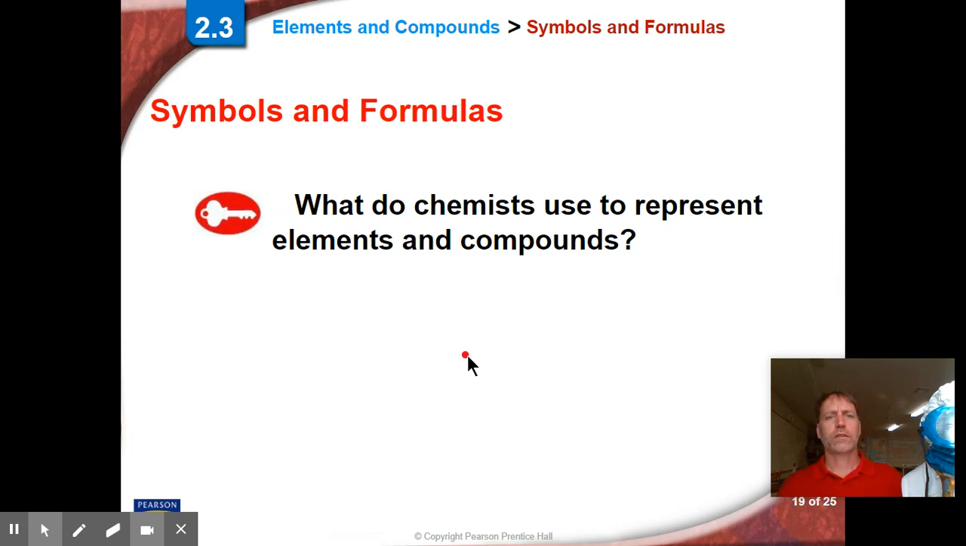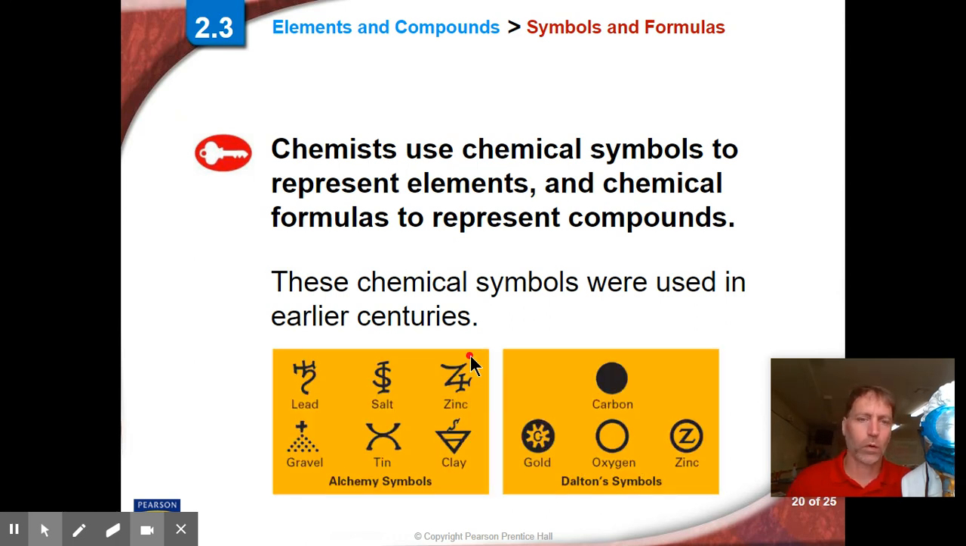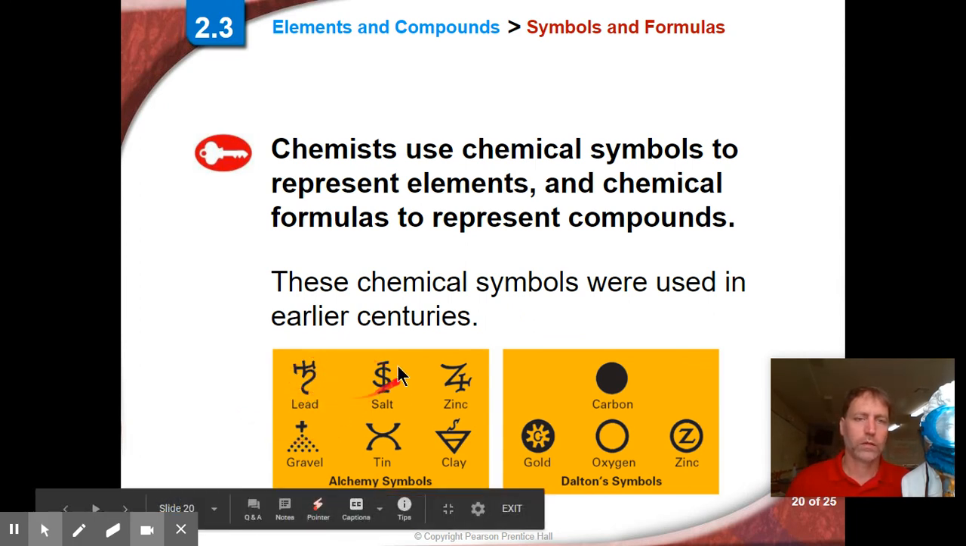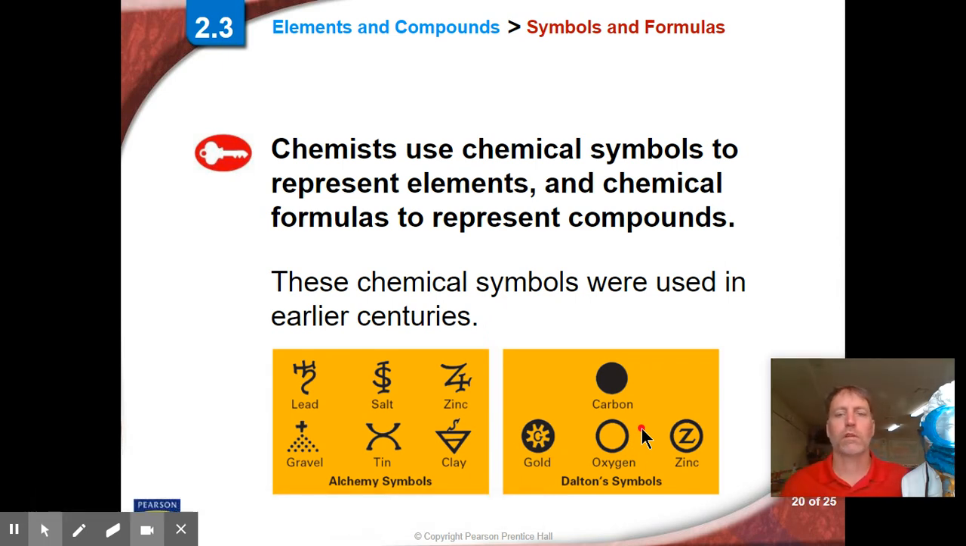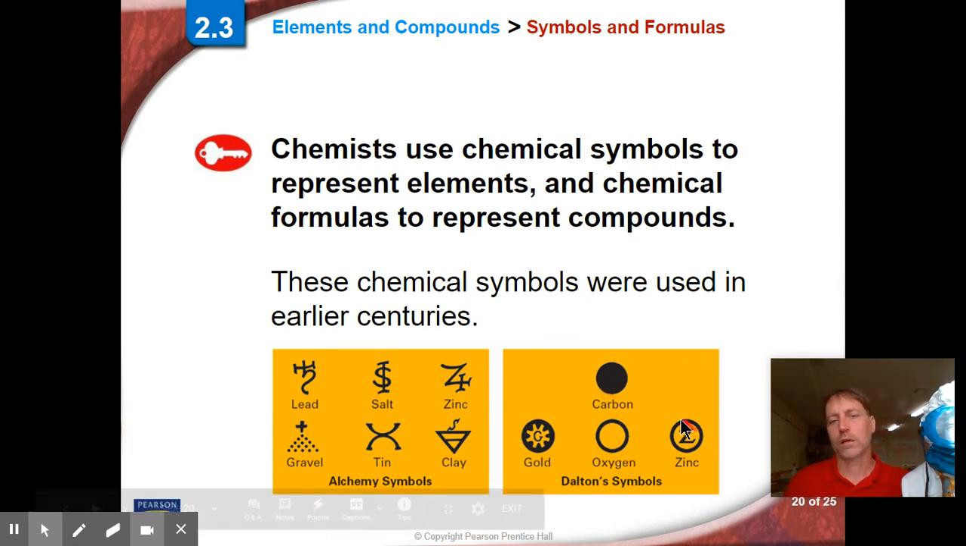All right, last thing we'll talk about today is formulas and symbols. Symbols have been around for a long time, from early days, before the 1700s for sure. Things like lead, salt, zinc, gravel, and tin had symbols used by alchemists. And then Dalton, the scientist who really pushed chemistry forward after Lavoisier, used some symbols for different elements: gold, oxygen, carbon, and zinc.